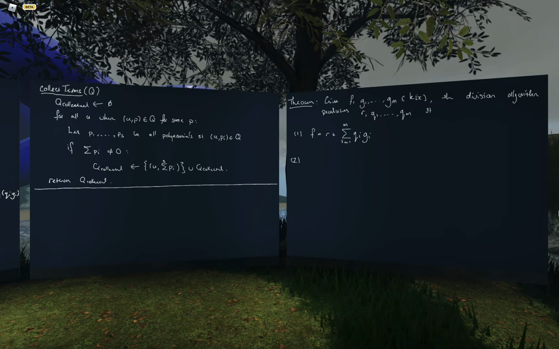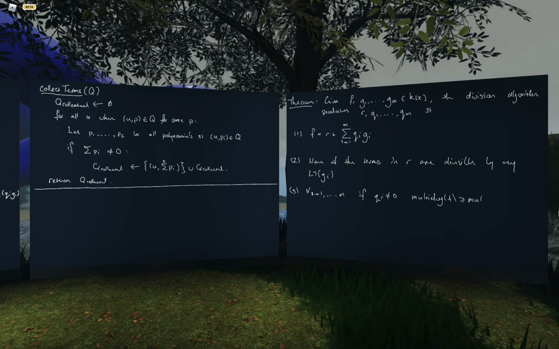Second of all, none of the terms in R are divisible by any of the leading terms of the Gi, the things we're dividing f by. And third, for all, say, i equals 1 through m, if qi is not 0, then the multi-degree of f is greater or equal to the multi-degree of Qi times Gi. Right? Okay.